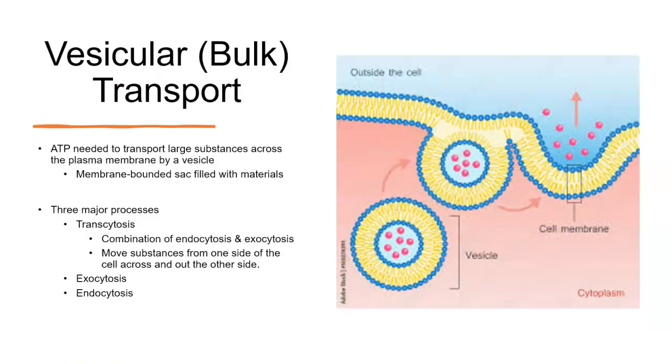Vesicular transport's also called bulk transport, but it involves a vesicle. Vesicle simply means bladder, so think of it like a hollow container, right? So the vesicle is a membrane-bound sac filled with materials. I call them sacs all the time in my lecture, okay? So think of a vesicle as just a container, and the container itself is made out of the phospholipid membrane, okay? So there are three major processes that use vesicles. Endocytosis brings things into the cell.